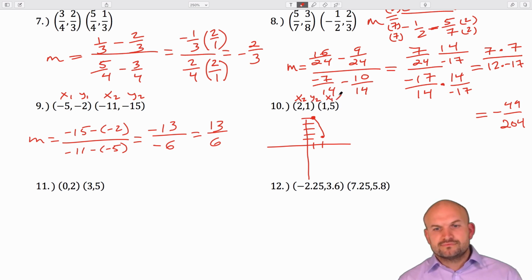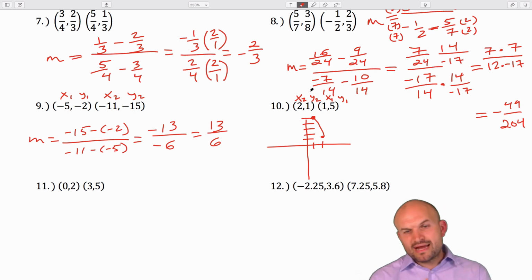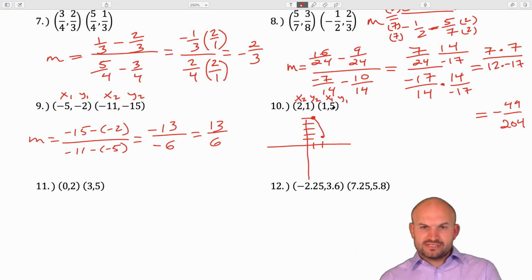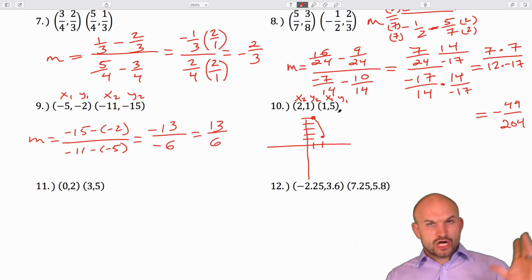Why not make the second one x1, y1? Let's see what happens when I switch them around, when I make this the second point and this the first point. Now, before we do that, we've got to understand what we're doing.